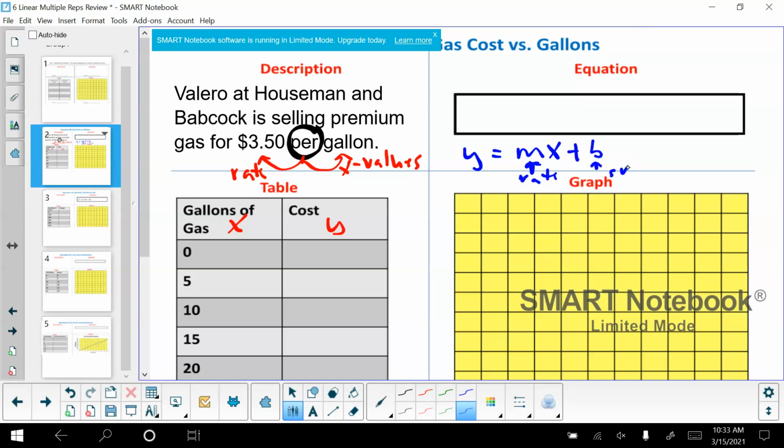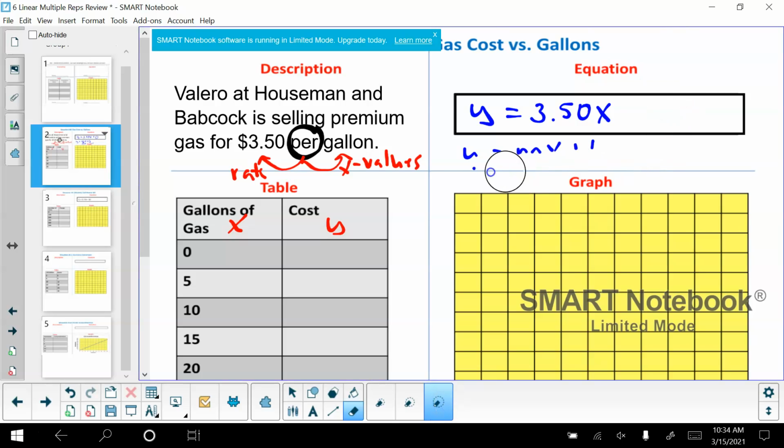So for this one, if I wrote it y equals, I've already identified that my rate is 3.50. So I'm going to put 3.50, and then it's matched up with the x. You always put the rate with the letter. And then I would do the plus b, and there is no starting value. So you could put a plus 0, or technically you don't have to do that. You can just write it like this. But that's our basic equation.